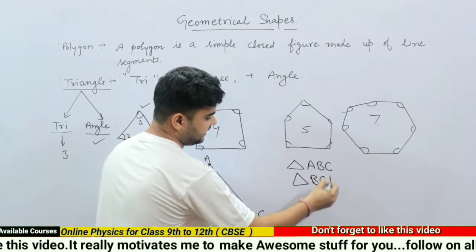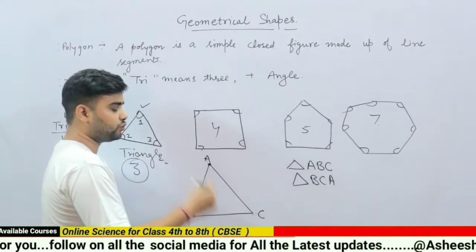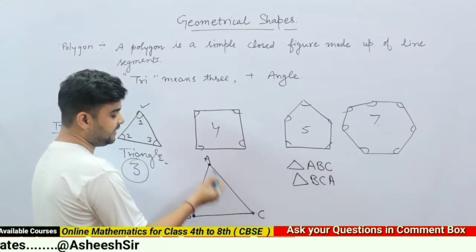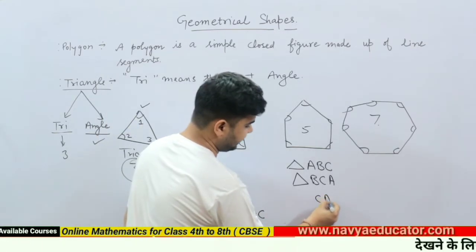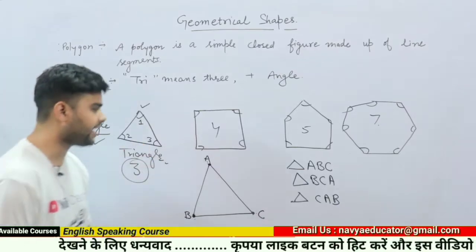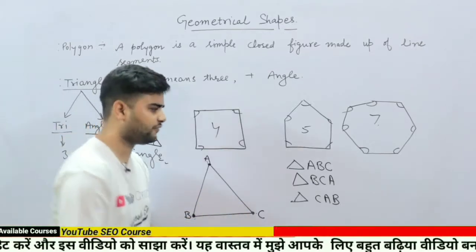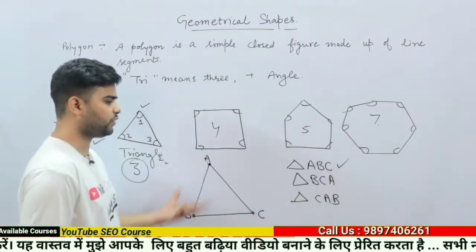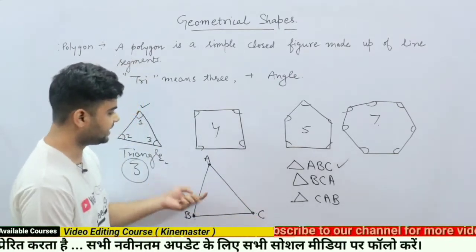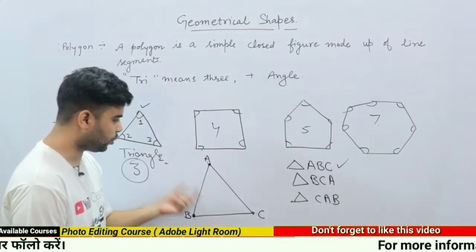Triangle BCA. But if I don't want to start from here, and I want to put the name of this triangle starting from here, then it is written as CAB. So there are some ways to write the name of a triangle. You can write in any way you want, but it should be consistent, like this, ABC. It sounds good only, but there's no scientific reason behind it. So guys, this is the triangle, and the ways of writing its name I have already told you.